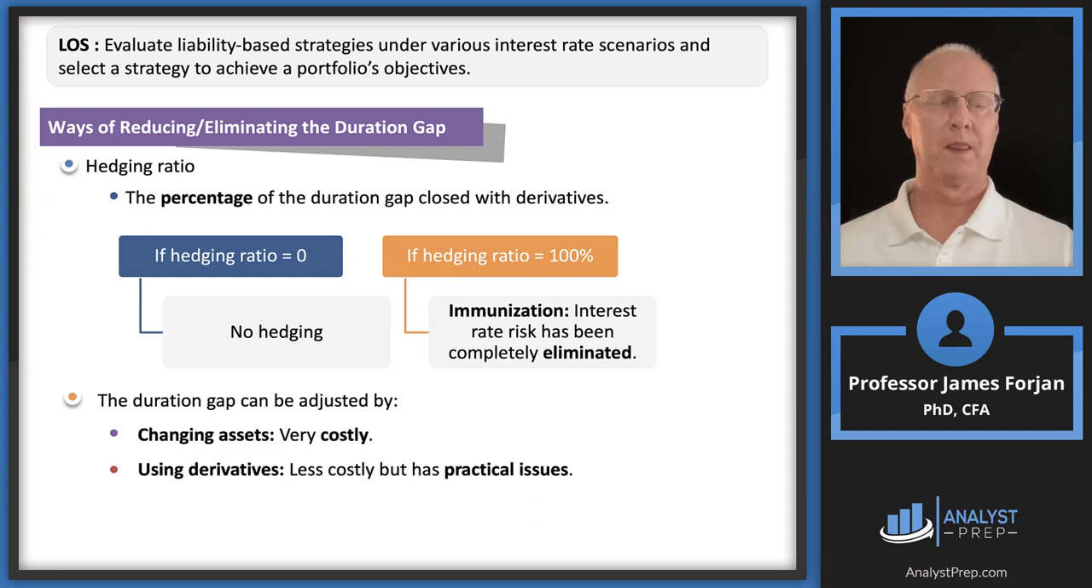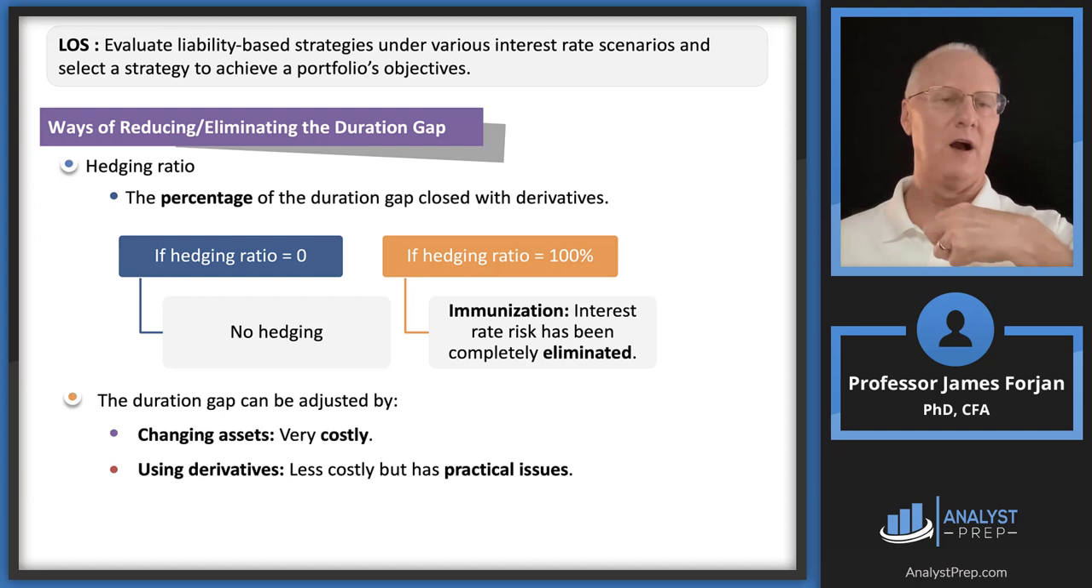So the question then becomes, how is it possible for us to narrow that duration gap? Well, what we could do is sell a bunch of the assets that we have over on the left-hand side and buy a bunch of new ones. So that makes perfect sense. But look at one of the final bullet points down there. Changing assets is very costly, right? So you've got to pay taxes, well, pension funds aside, but if these are individuals, you have to worry about tax implications.